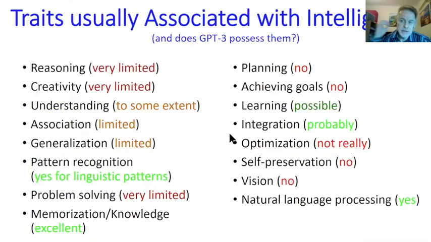Intelligence is a contentious concept, and rather than going into a formal definition, which is my research area, what you could do is list the traits which you usually associate with intelligence, like reasoning, creativity, understanding, self-preservation, learning, and so on. And you can ask, does GPT-3 have these traits? If you see, there are a couple of greens, which means yes, essentially, but there are also a couple of reds, more reds than greens. So still a lot of traits which we usually associate with intelligence are missing.